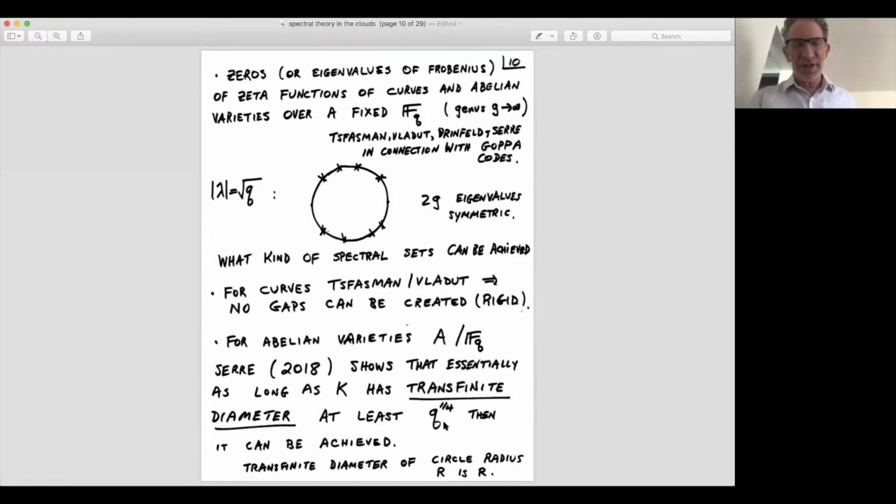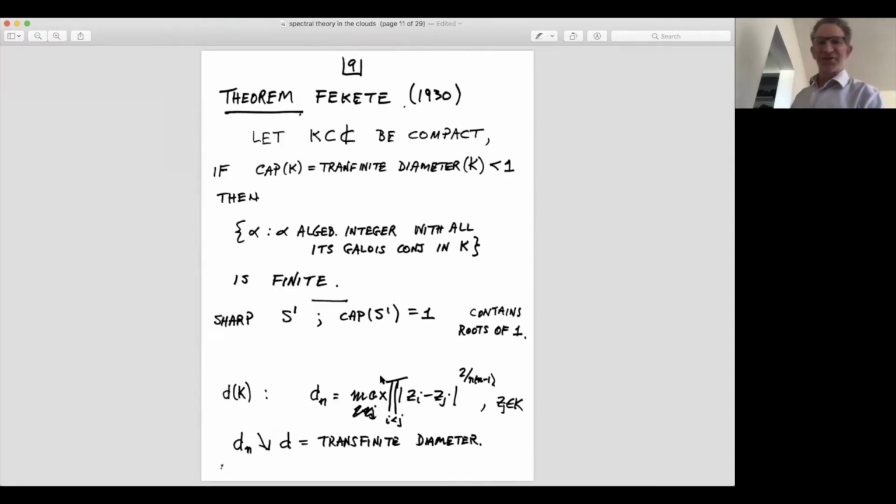And if so, then you can construct a sequence of abelian varieties with the spectrum sitting inside this weird set. I'll explain what transfinite diameter is now, but what you should take away from this is curves are very rigid. They can't create gaps. Higher rank from the previous slide is very rigid, but for abelian varieties, there are sufficiently many of them that you can create quite a lot, but there's one restriction. All right, so what's this transfinite diameter?